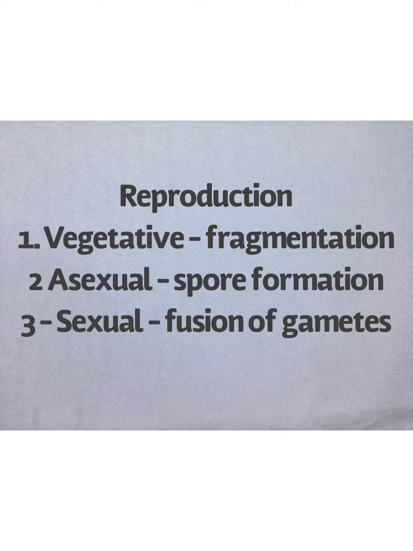It occurs mainly by fragmentation. If small pieces are cut, like in spirogyra, each and every fragment develops into a thallus, the body of algae. So in this way vegetative reproduction is preferred.